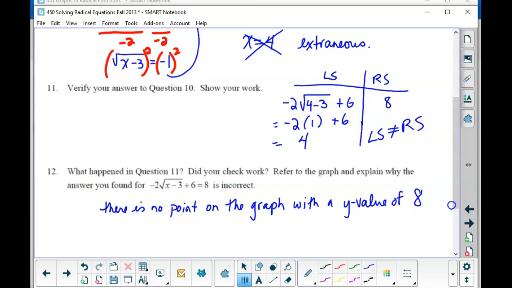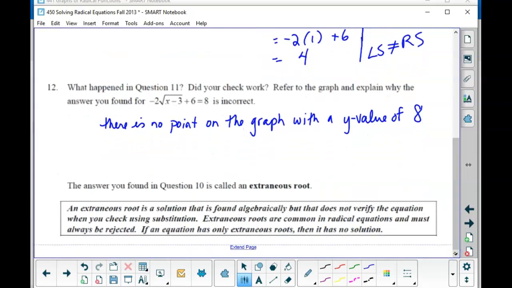So sometimes when you square both sides of an equation, it introduces a solution that ends up being extraneous. So just be aware of that. And there's the definition, basically. An extraneous root is a solution that is found algebraically, but that does not verify the equation when you check using substitution. Extraneous roots are common in radical equations and must always be rejected. If an equation has only extraneous roots, then it has no solution, just like that last one.